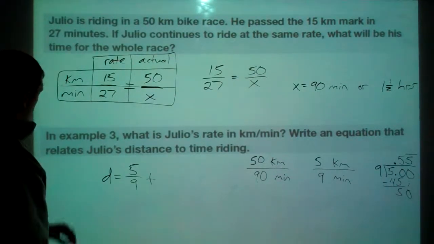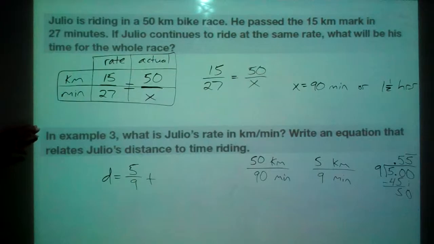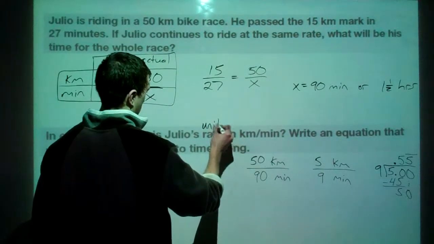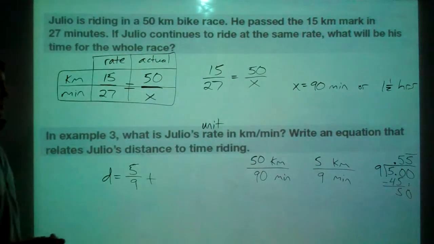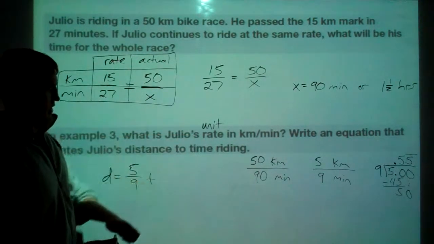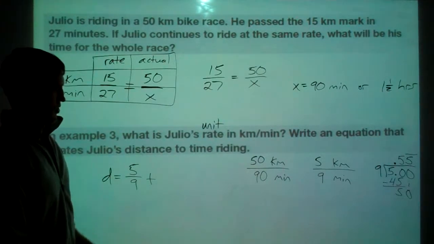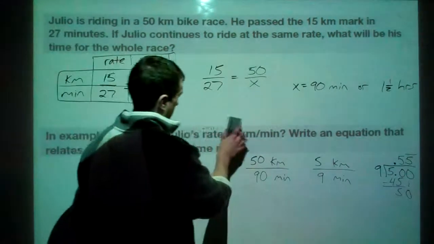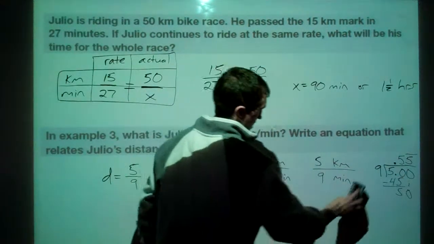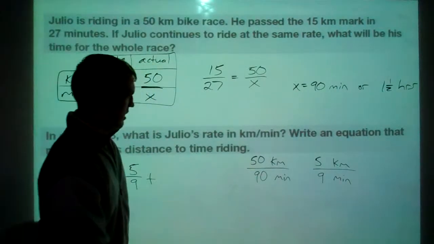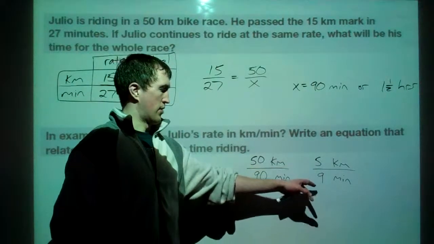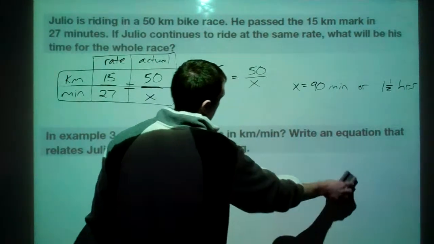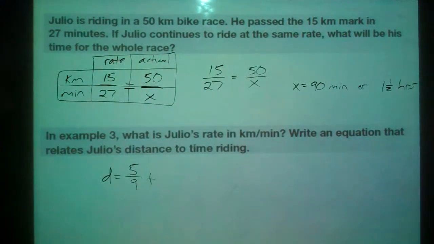Alright. This one I confused with unit rate. That's why I was a little lost there. That was my fault. We didn't find the unit rate because that would be how many kilometers per 1 minute. And that's what I did here. But that's not what they were asking for. They just wanted to know a rate, and it reduced down to 5 kilometers in 9 minutes. Okay. So they didn't ask for the unit rate, they just wanted a rate. And that's why I was a little confused, and I apologize for that.